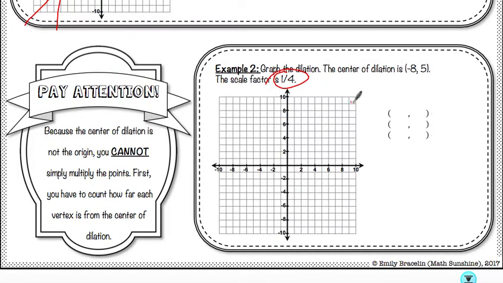Okay, so let's start with E, F, and G. E is 0, 9, F is negative 10, 1, and G is negative 8, negative 1. So go ahead and graph 0, 9, negative 10, 1, and negative 8, negative 1.